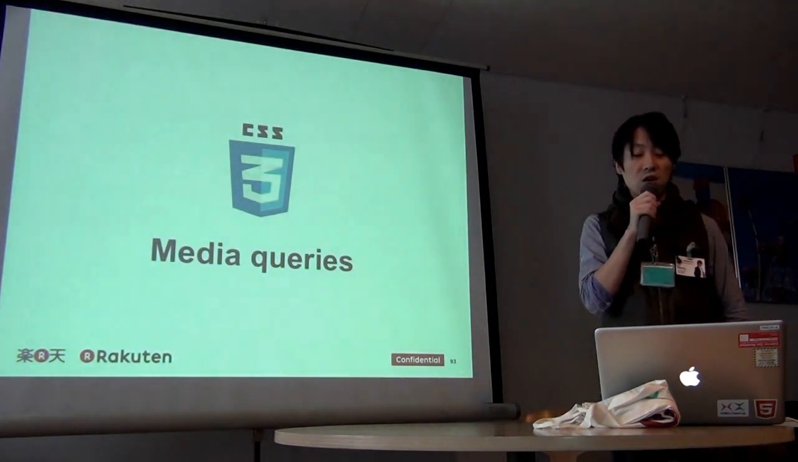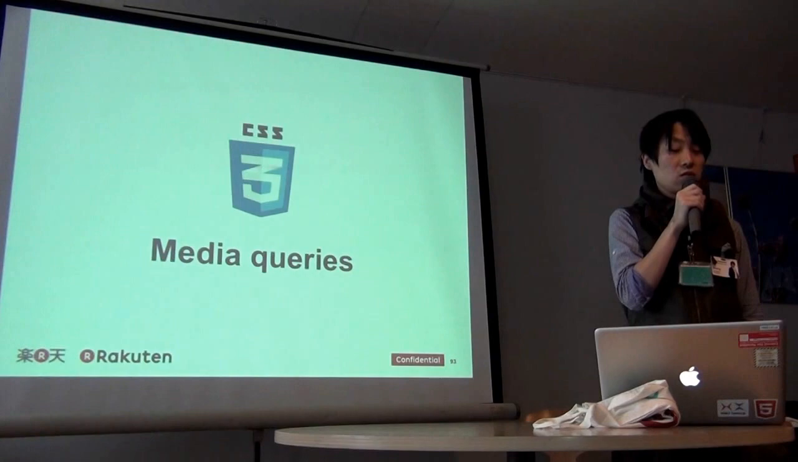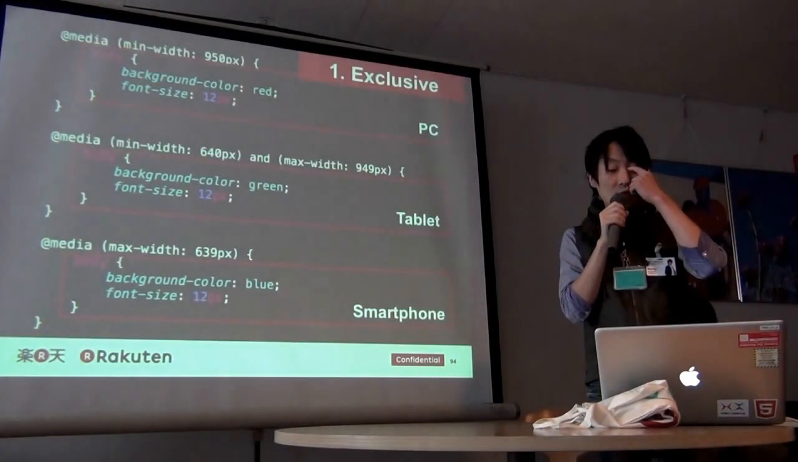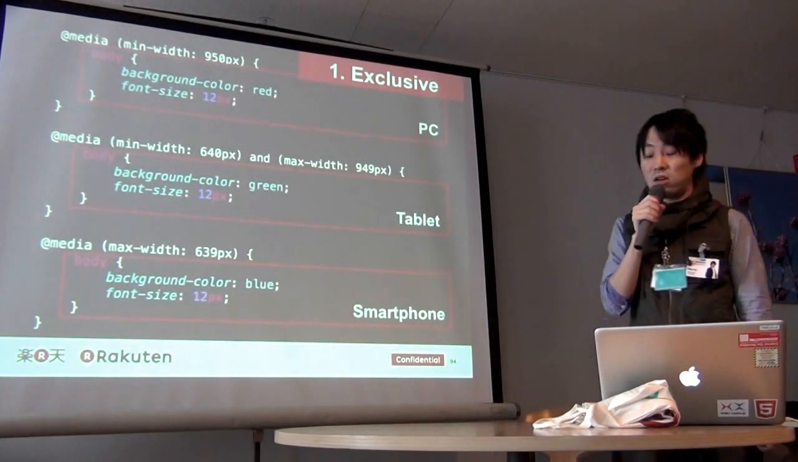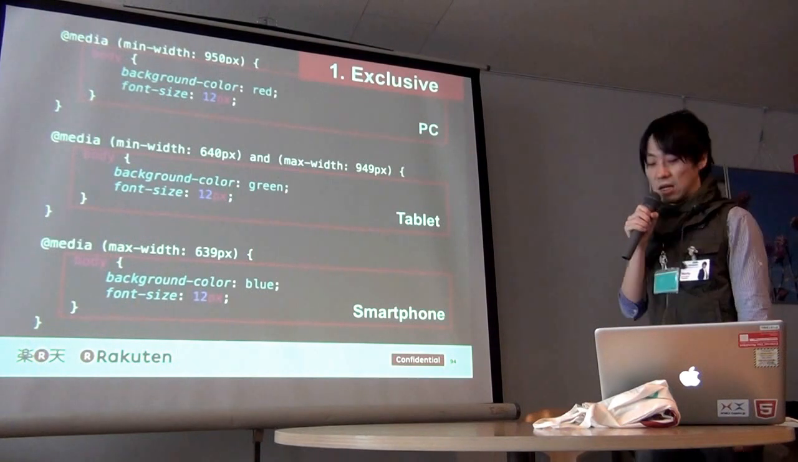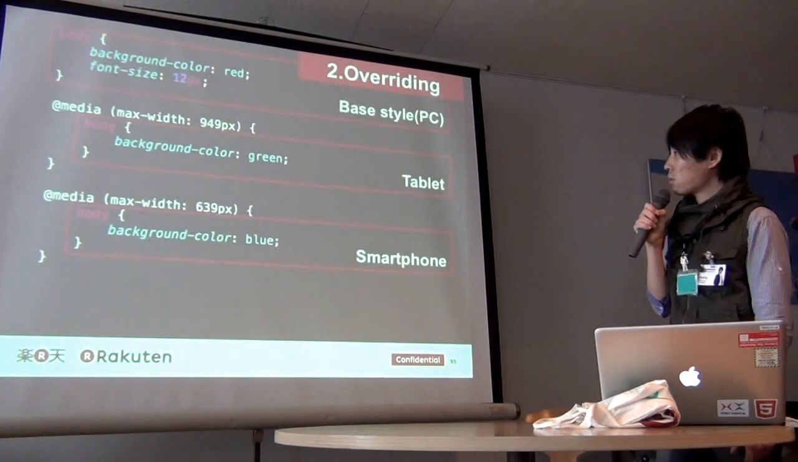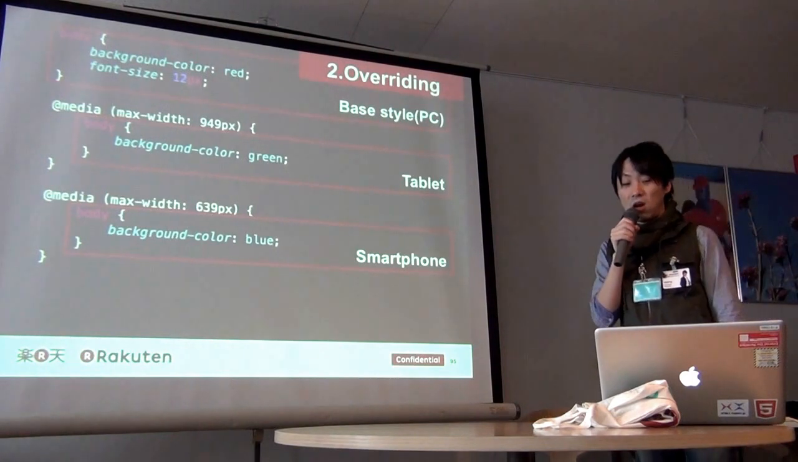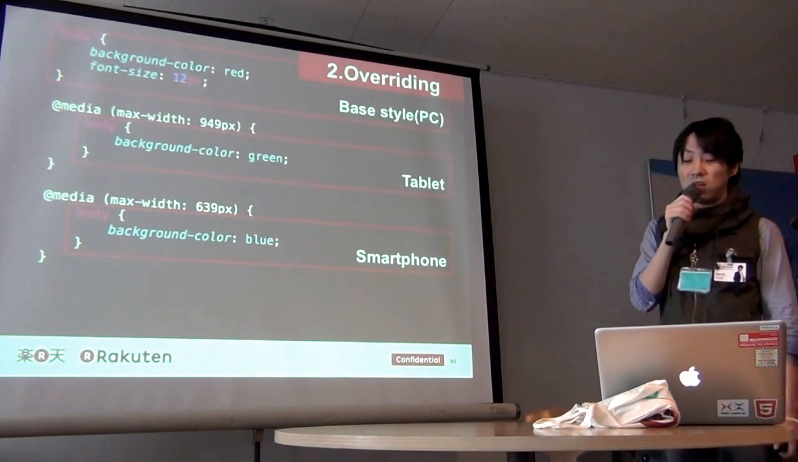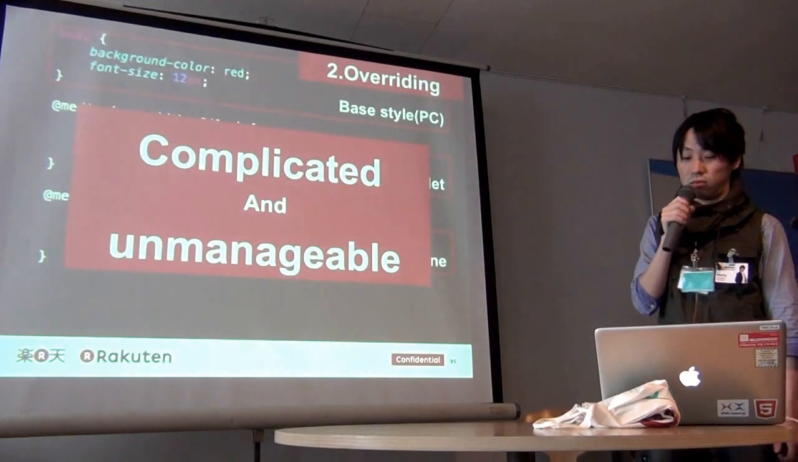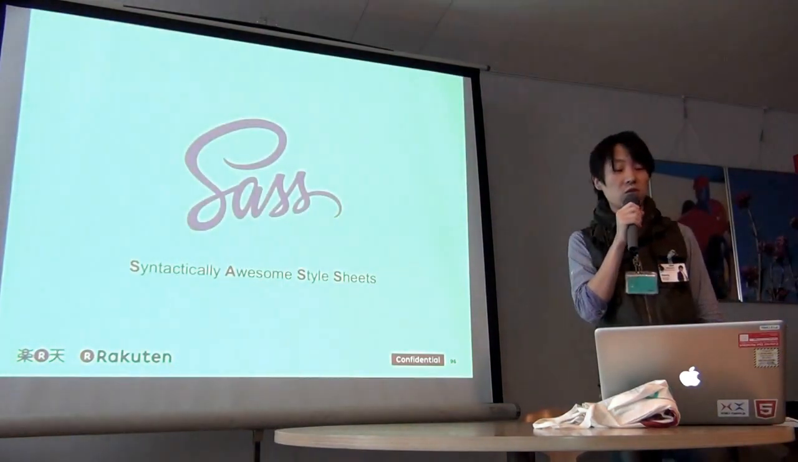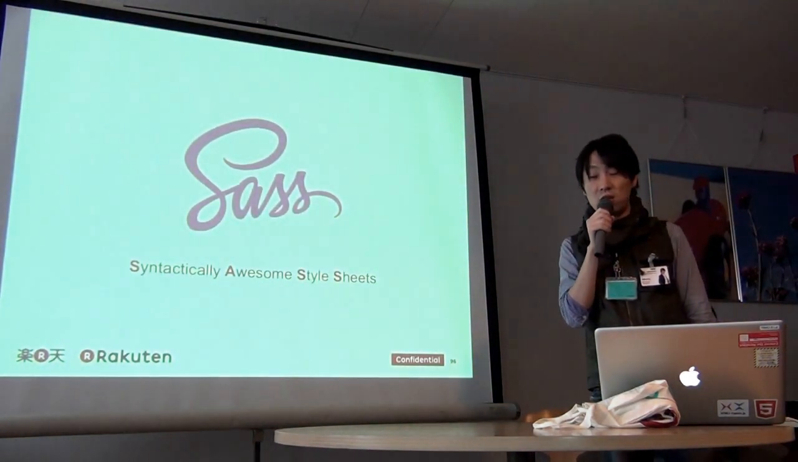However, we can write code in a variety of ways. For example, write code exclusively like this, and overriding web style like this. But these ways are often complicated and unmanageable. So we tried SASS, which is a meta language of CSS.